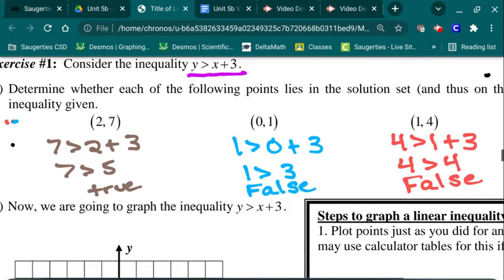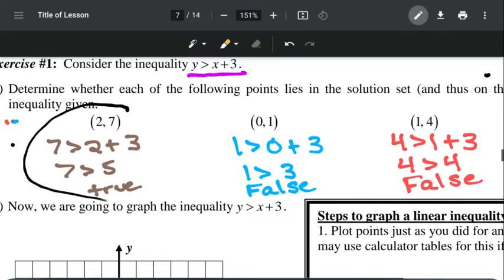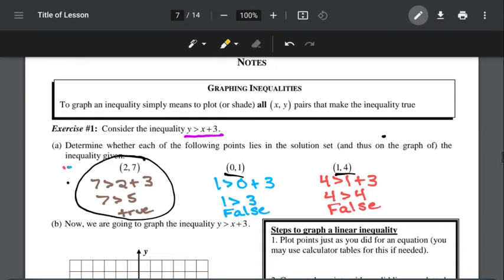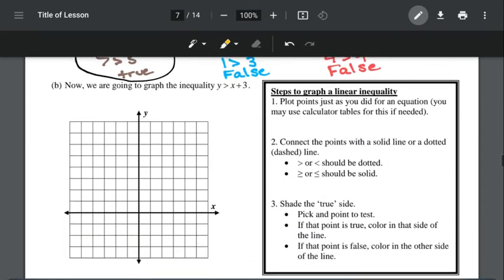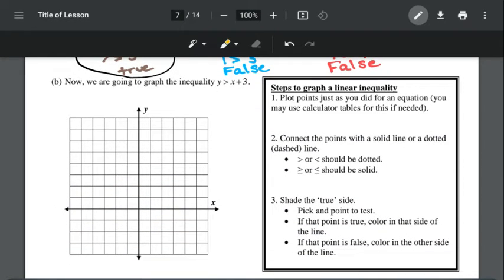Hopefully you've gone through these 3 points to figure out which ones are true and false as well. In my calculations, this first point is the only one that's true. The other ones are false. That means these points 0, 1 and 1, 4 are not going to be in the solution. Okay, so we're going to use that information in a couple minutes. Now we're going to graph this thing, and the steps are over here in the box.